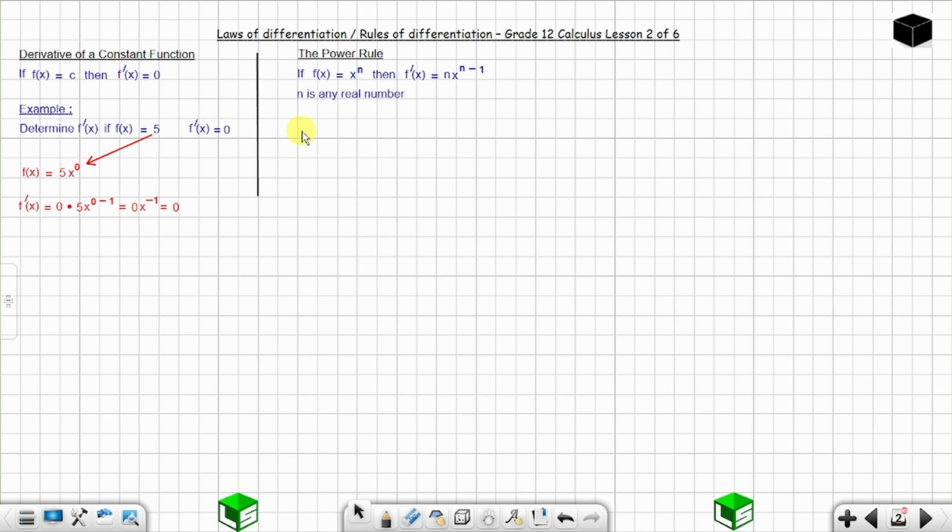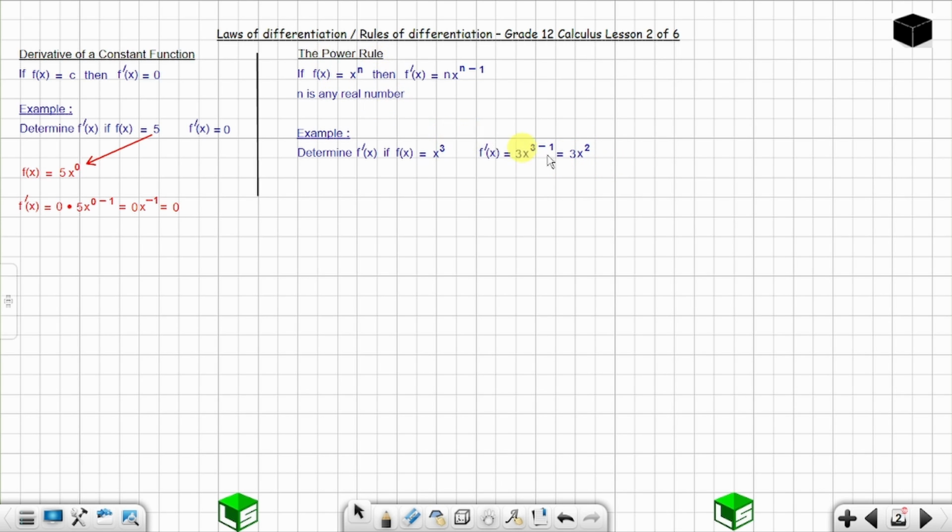Now let's see an example. Example: determine f prime of x if f of x is equal to x cubed. Now f prime of x is equal to, your exponent is 3 and the coefficient is 1. You have an invisible coefficient of 1. So you have 3 times 1, which is 3x to the power of 3 minus 1. You subtract 1 from the exponent. So this is equal to 3x squared, right? 3x squared. So this is what you get using the power rule.